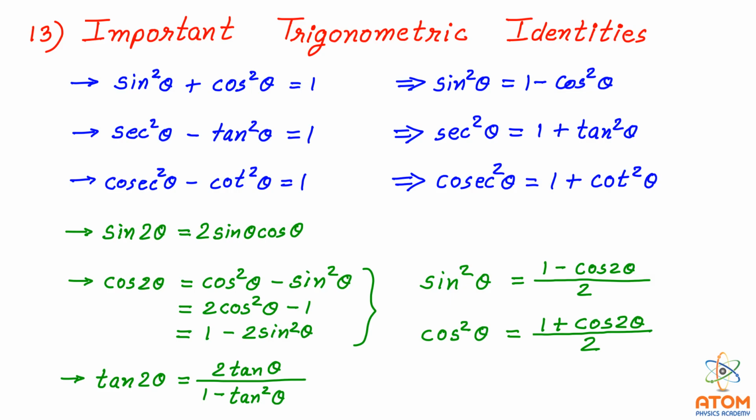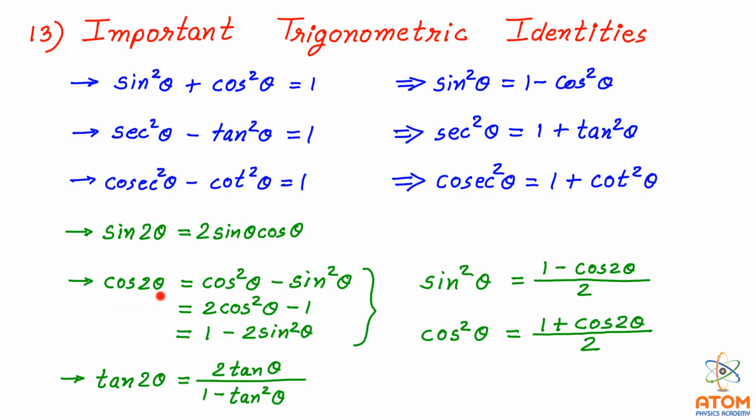Now let us see some new identities. Sin 2 theta is equal to 2 sin theta cos theta. Mind well, here this is theta and this is 2 theta. That means suppose if here we are taking 30 degree, then here it is 60 degree. You can also check this equation's correctness by putting here 60 degree and here 30 degree. You will find the left side and right side to be same.